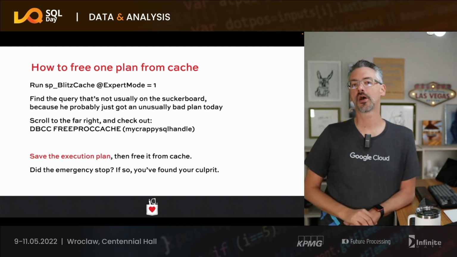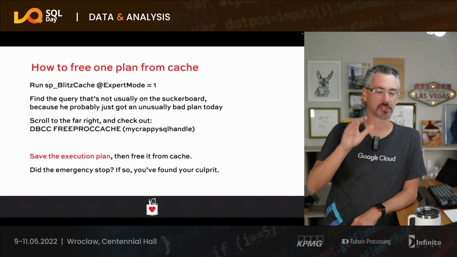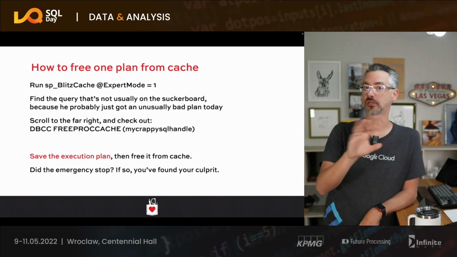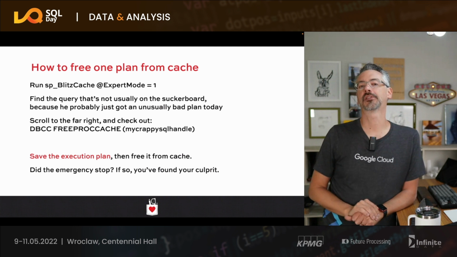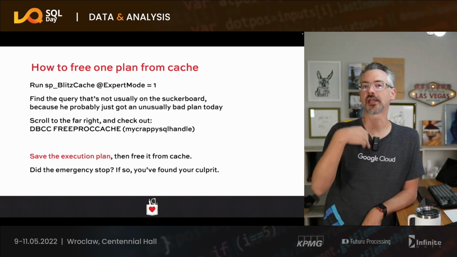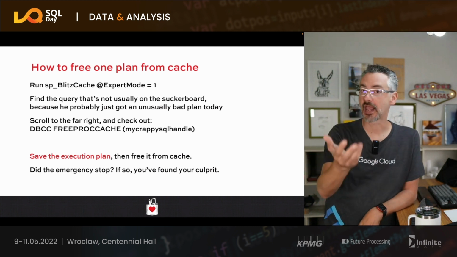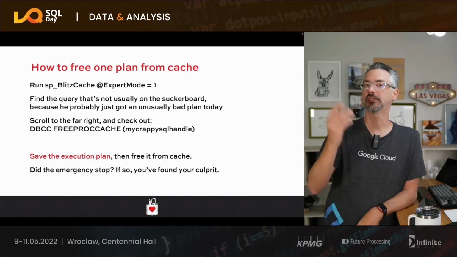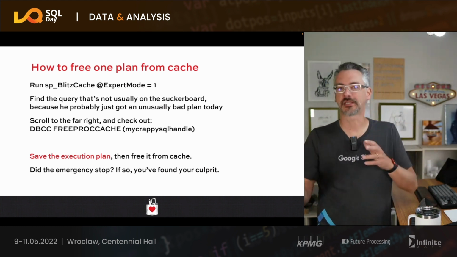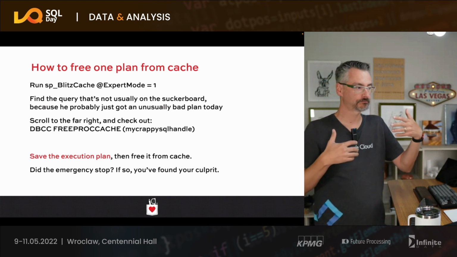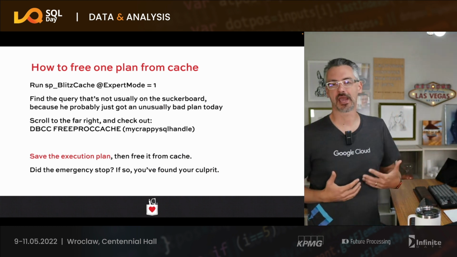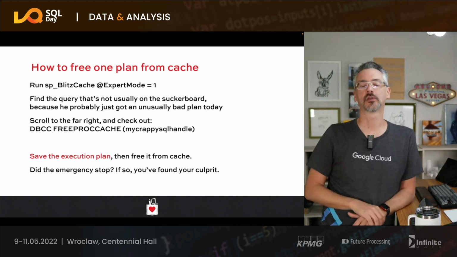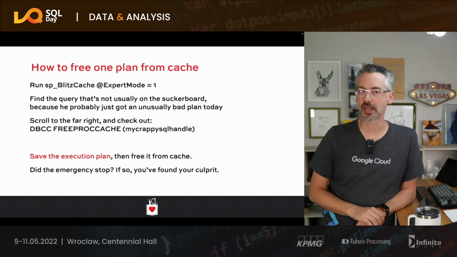If you scroll across through sp_BlitzCache's results, and there are free videos out there on how you use sp_BlitzCache, you'll see things like average CPU and average duration so that you can see how long queries usually take on your SQL Server. Now, of course, if you know the query that's having the bad plan, then that's a lot easier. You can even run sp_BlitzCache for one particular query if you want.